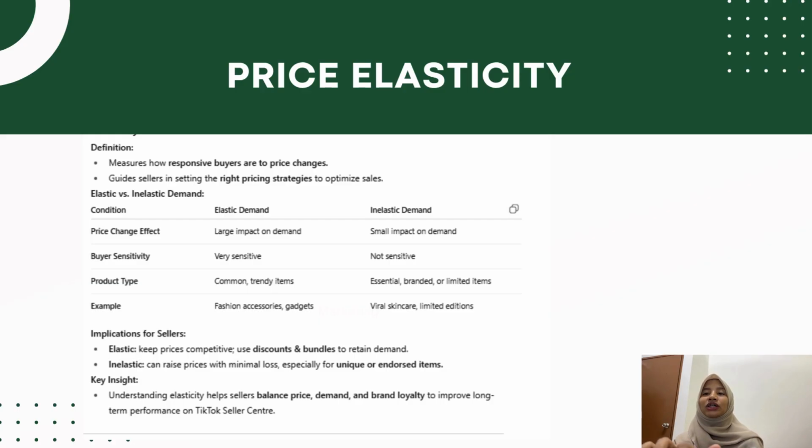But when it comes to elastic products, they will be sold out quickly, so they will need to supply more.